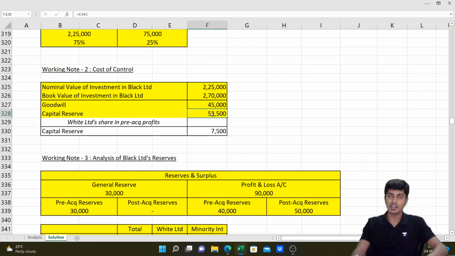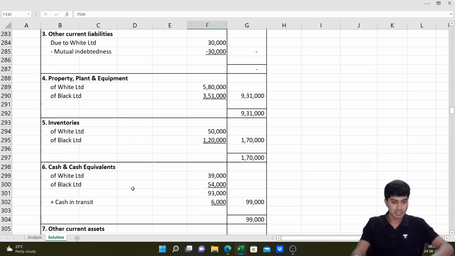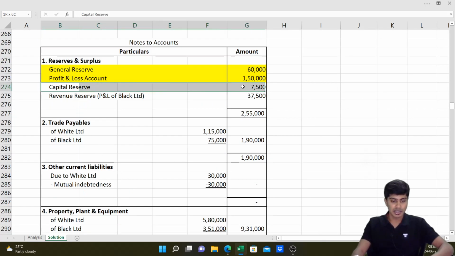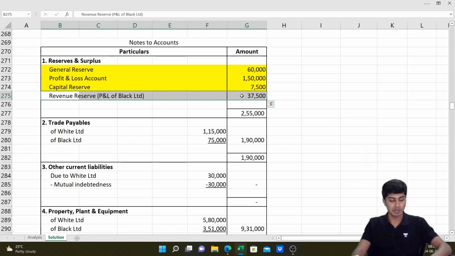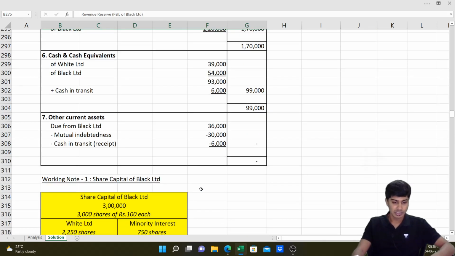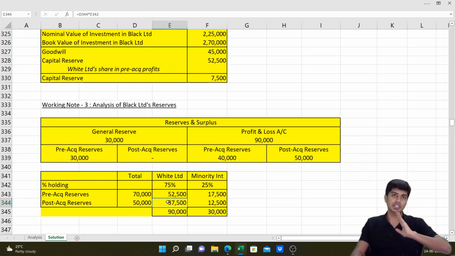So 52,500 done. So 45,000 goodwill, 52,500. If I take capital reserve, I'll get capital reserve of 7,500. This 7,500 capital reserve will go to notes to accounts in reserves and surplus. Yeah, in reserves and surplus, I'll write 7,500. And this, my friends, is revenue reserve from that computation. Have a look. Revenue reserve here, 37,500. This revenue reserve of 37,500 gets posted there.